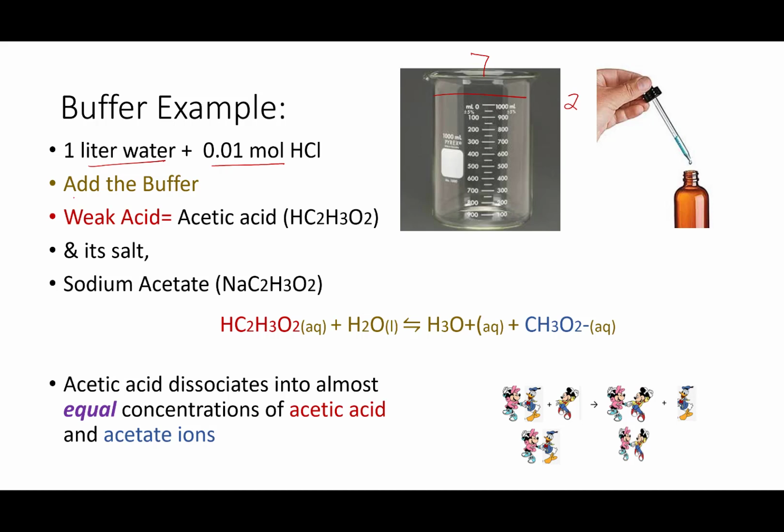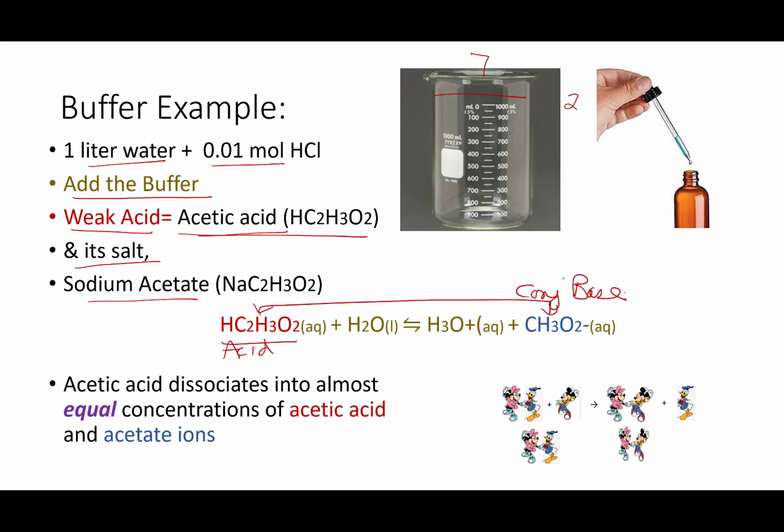But what if we add a buffer? The buffer we're going to add is a weak acid, acetic acid. Now, acetic acid is something you consume small amounts of when you drink vinegar or eat pickled things like pickles. If we have acetic acid and its conjugate base, its salt, which is sodium acetate, you end up with a reaction that looks like this. So here's my acid, acetic acid, and here is its conjugate base, sodium acetate.